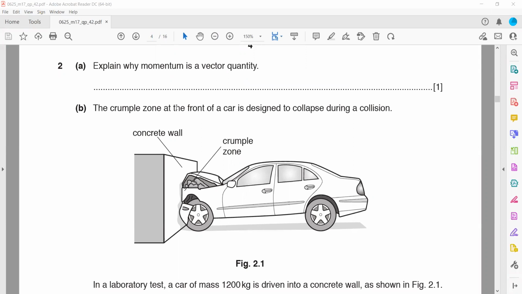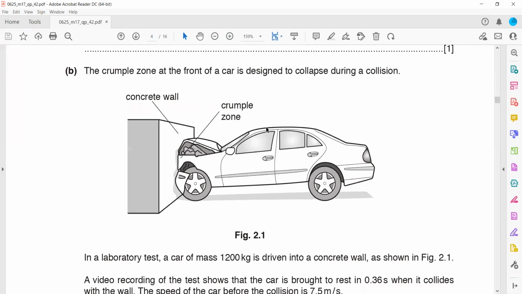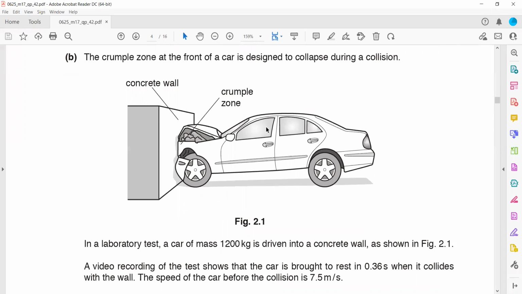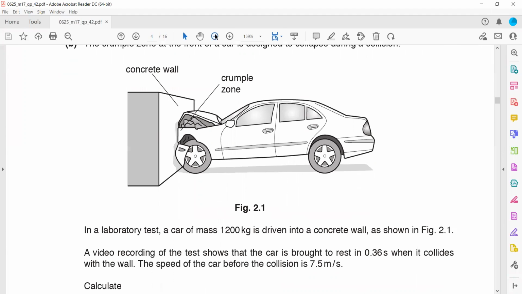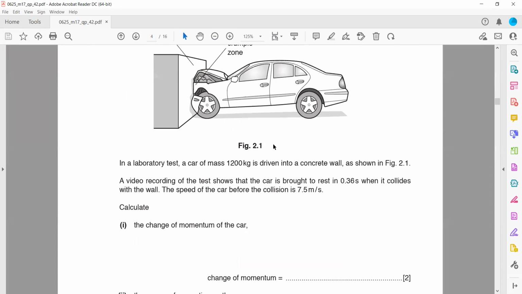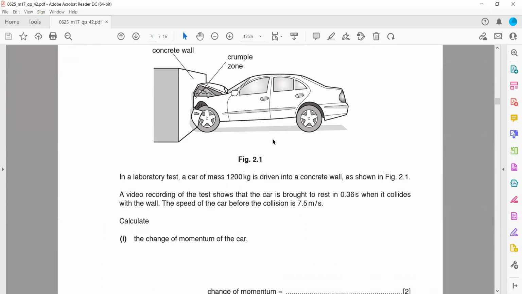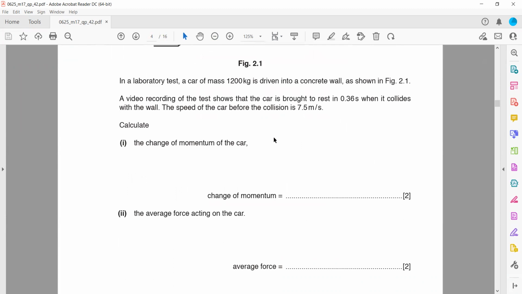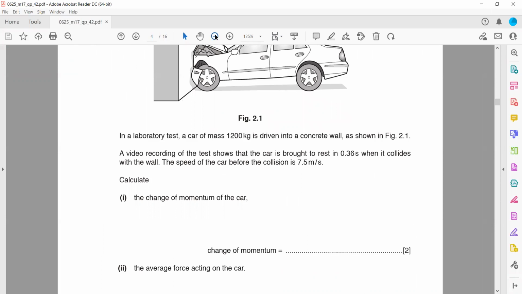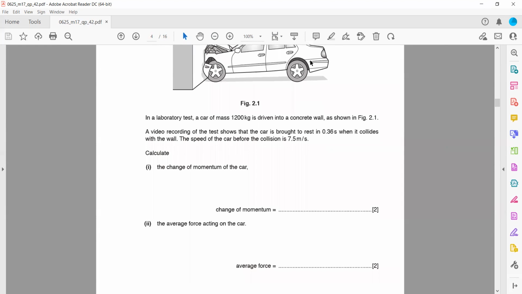The crumple zones at the front of a car are designed to collapse during a collision. Basically, the kinetic energy is converted to elastic strain energy when these crumple zones collapse. In a lab test, a car of mass 1,200 kilograms is driven into a concrete wall. Figure 2.1 shows a video recording of the test; the car stopped after 0.36 seconds when it collided with the wall. The speed of the car before the collision is 7.5. Calculate the change in momentum.